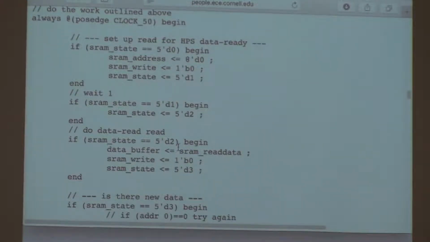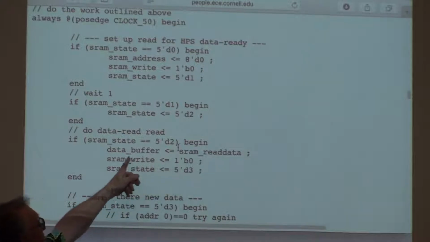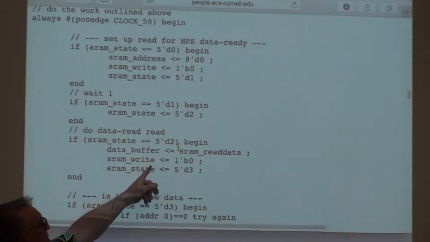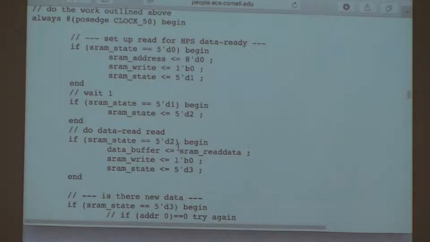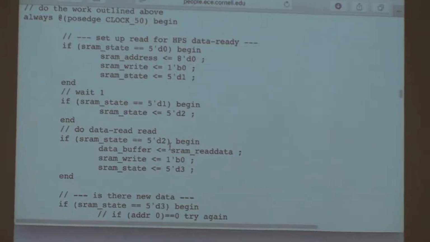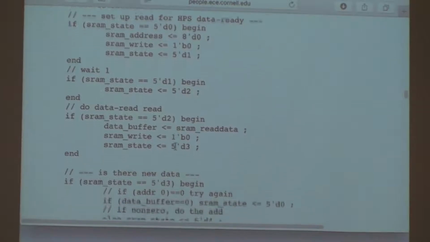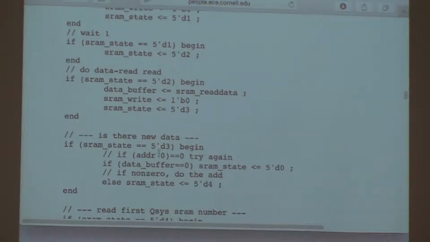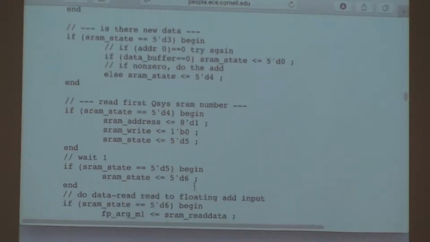And then we merely plod through the state machine, setting up an SRAM address 0 to find out if there's new data, waiting a cycle, and then reading the address 0, and then asking in the next state, is there new data? If address 0 equals 0, we just bounce back to state 0 and try again. Otherwise, if it's non-zero, actually do the add, go on to state 4.